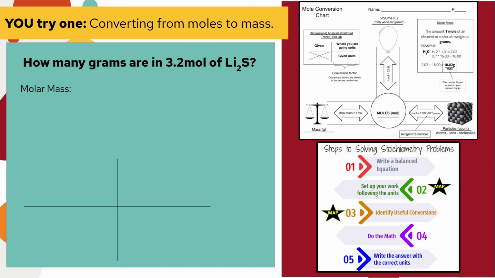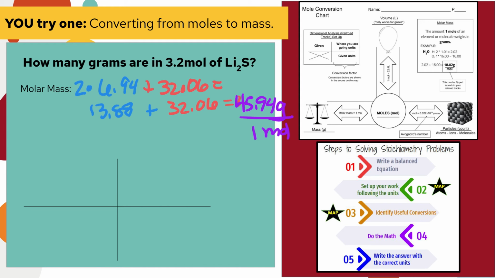You try. Convert from moles to mass. How many grams are in 3.2 moles of Li2S? I first determined my molar mass. My molar mass is 45.94 grams per 1 mole.